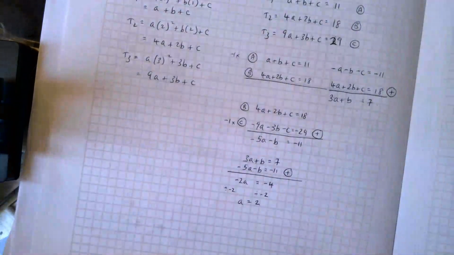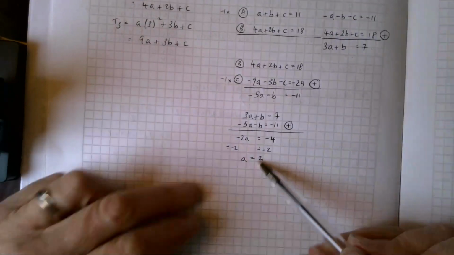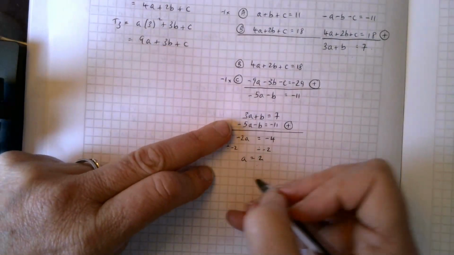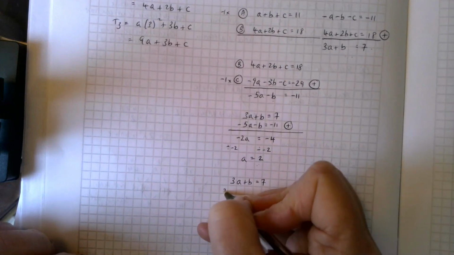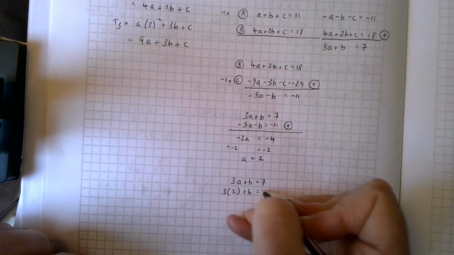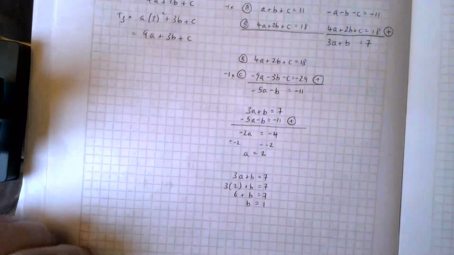Well, that's positive. I've now got one value that I know, and I've got an equation I can pop it back into. 3a plus b is equal to 7, because remember, it's simultaneous equations. Once we get one of the values, we sub it back in. 6 plus b equals 7, so b equals 1. I now have what b is.